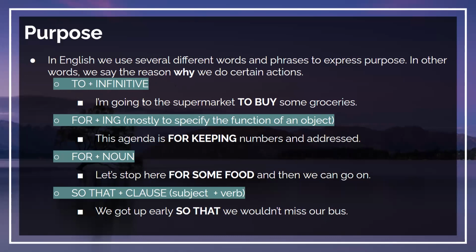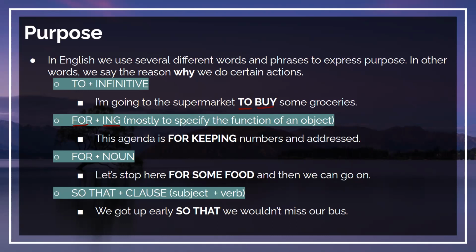For example, I'm going to the supermarket to buy some groceries. So this is the reason why I'm going to the supermarket. It's to buy some groceries. That's my reason. That's the why. Every time I use to, I have to use an infinitive, right? So to buy. Then we have for plus ing.